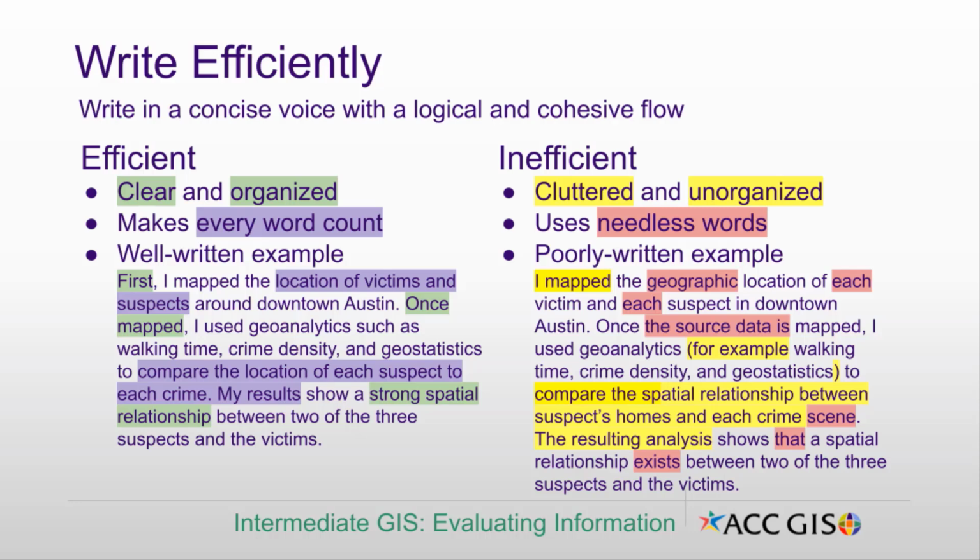In the second sentence of the poorly written example, I say, once the source data is mapped. And I realize after writing that, I can just get rid of the words the source data is, and instead, in the well-written example, say, once mapped. In the final sentence of the middle paragraph of the poorly written example, I say the resulting analysis shows that a spatial relationship exists between 2 of the 3 suspects and the victims. I went ahead and rewrote this sentence to be more concisely written as my results, instead of the resulting analysis, show a strong spatial relationship between 2 of the 3 suspects and the victims. So I'm removing the inefficient and needless words to create a more clear and impactful sentence.